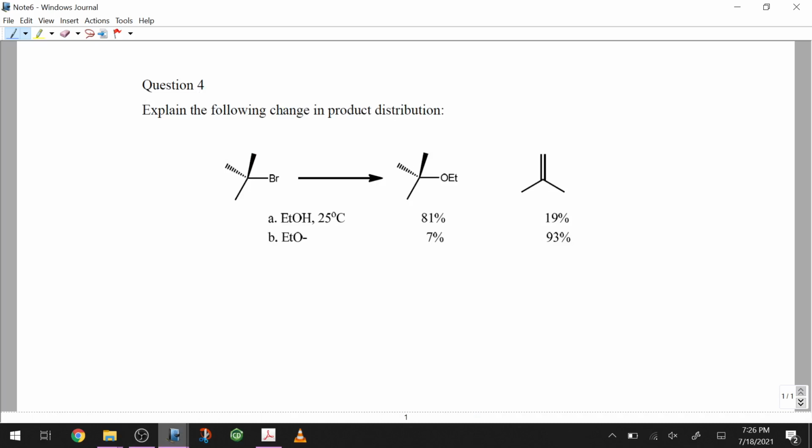All right, question 4. This is about switching directions on mechanism. First case, I have no strong base, I have no strong nucleophile. That is purely SN1/E1 conditions. That's what this is. I have a tertiary carbon, I can't do anything SN2-based.